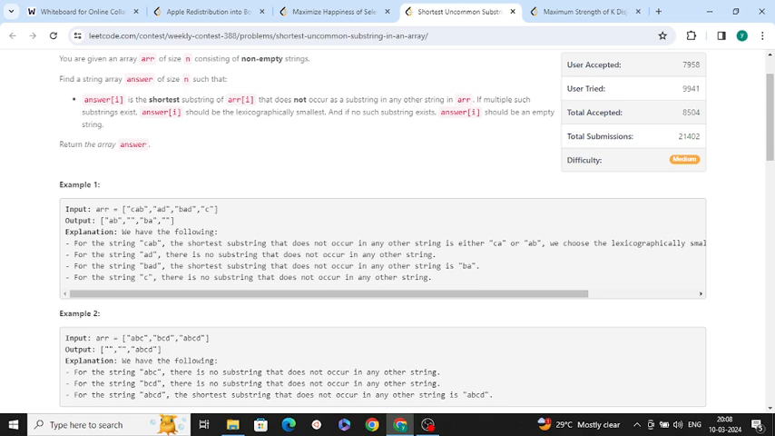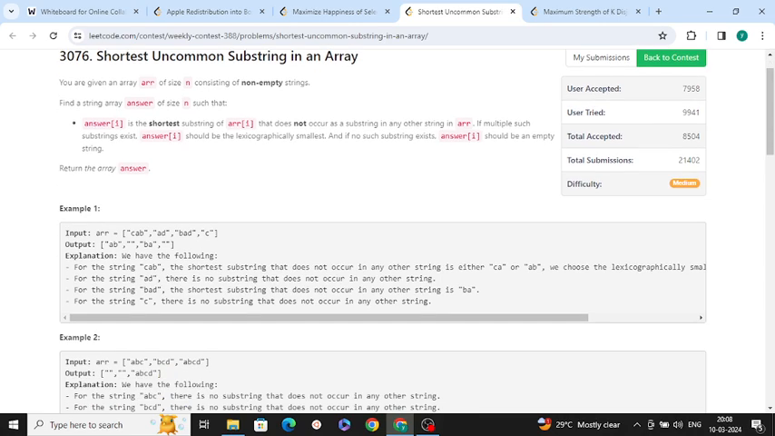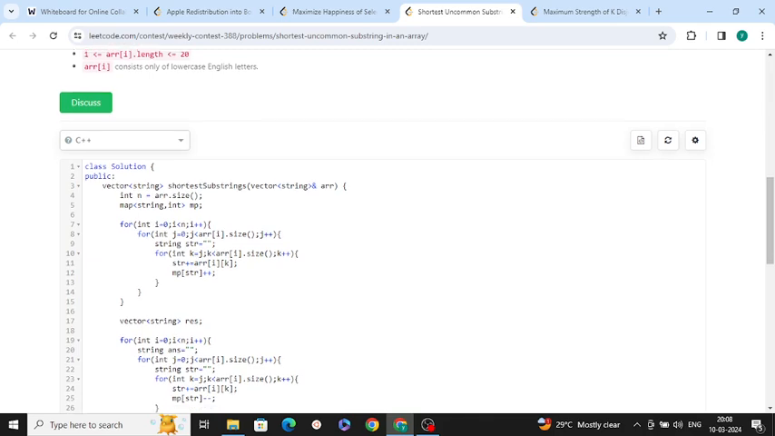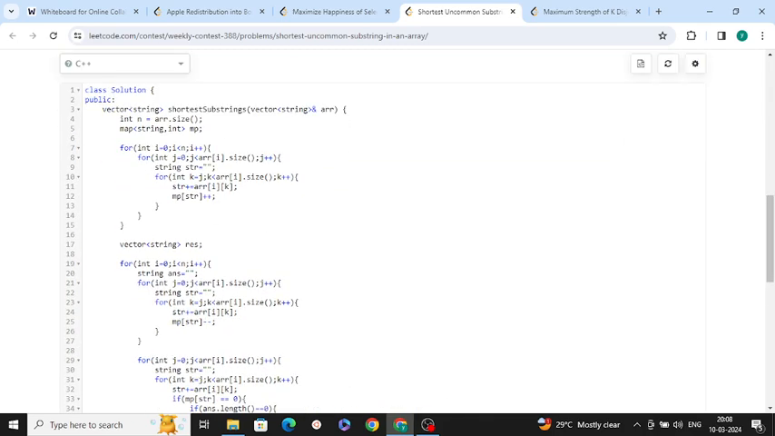So let's directly see the implementation. I don't need to dry run more such tests because I think you got the approach. Just see the proper implementation in a structured manner. What I have done here is I have taken the size of the array and a map of string to int, which will be storing a particular substring.